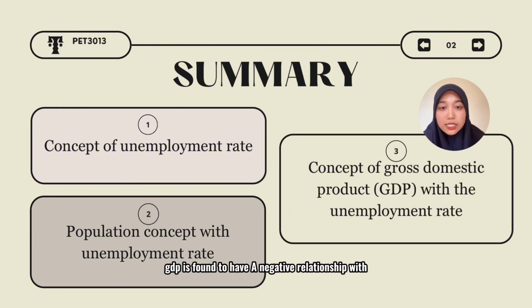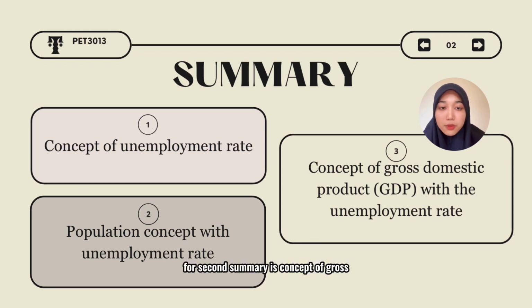For example, GDP is found to have a negative relationship with unemployment, where a decrease in GDP due to slow economic growth leads to an increase in the unemployment rate. Similarly, the population growth rate can also be associated with a higher unemployment rate, while inflation and FDI have also shown a mixed relationship with unemployment. It varies based on the country's environment and the type of model used.